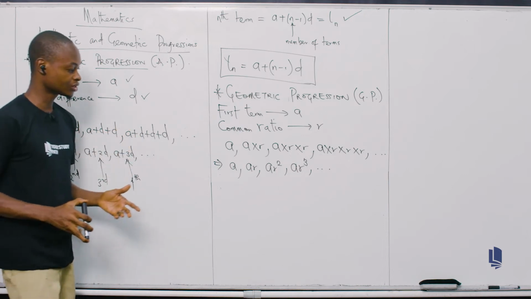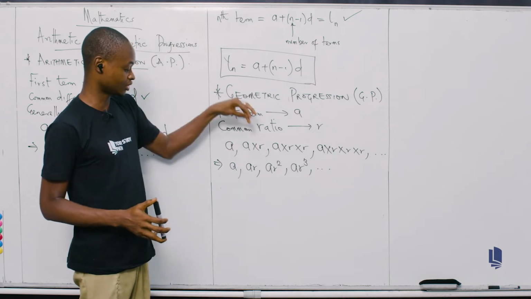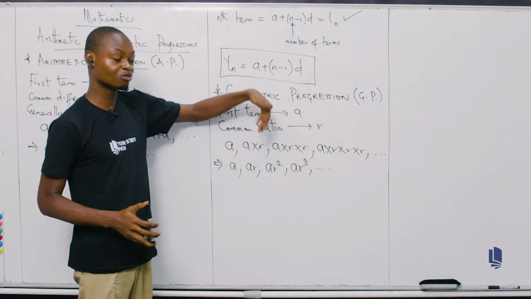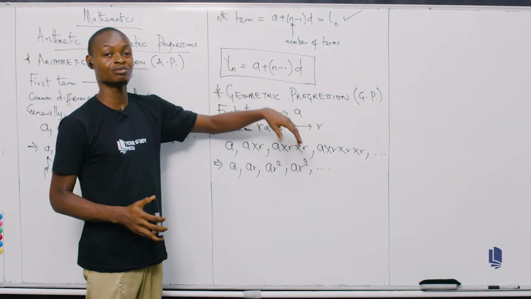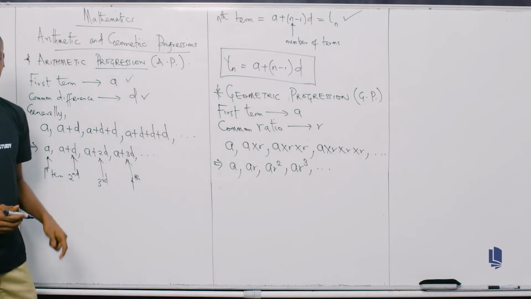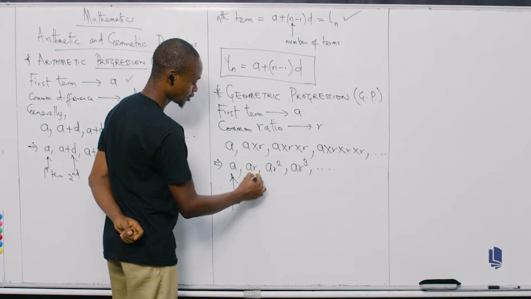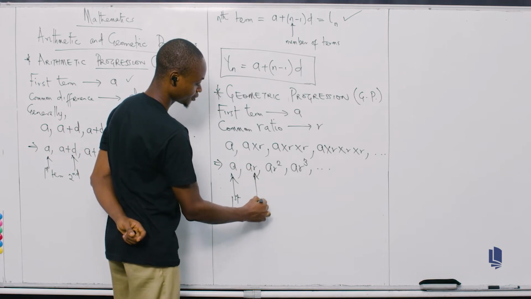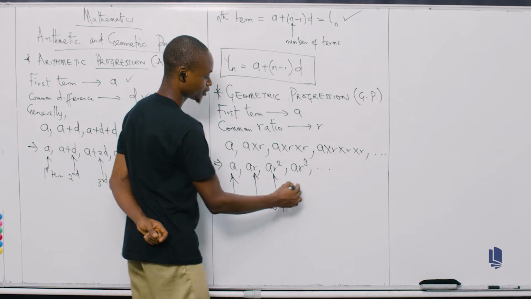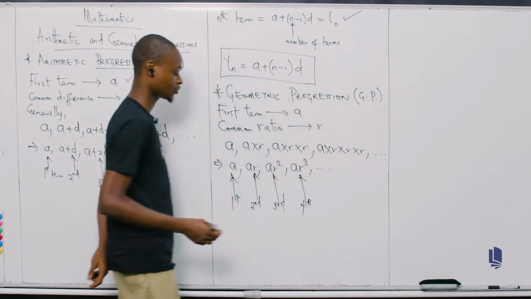So what do you notice? From the first term, if you multiply by R, which is the common ratio, you get the second term. If you multiply by R again, you get the third term. If you multiply by R again, you get the fourth term. If you multiply by R again, you get the fifth term, sixth term, and so on and so forth. Again, this is the first term, this is the second, this is the third, and of course, this is the fourth, and so on and so forth.